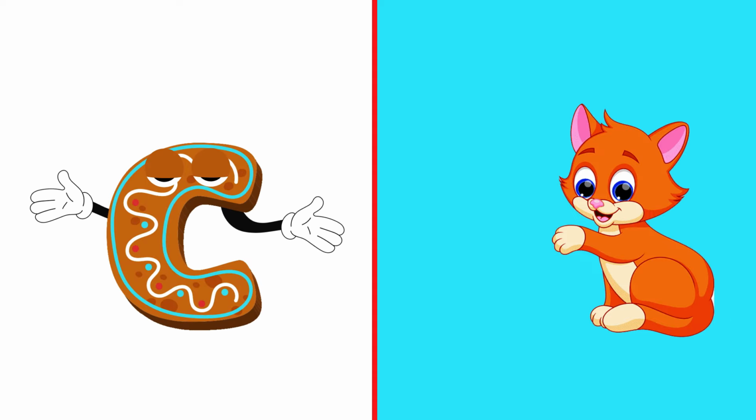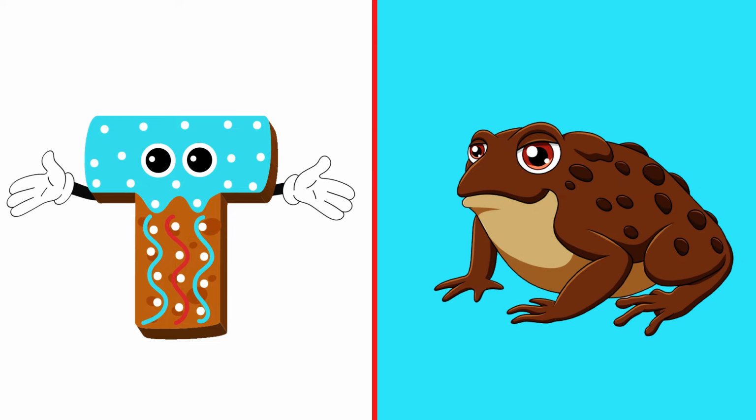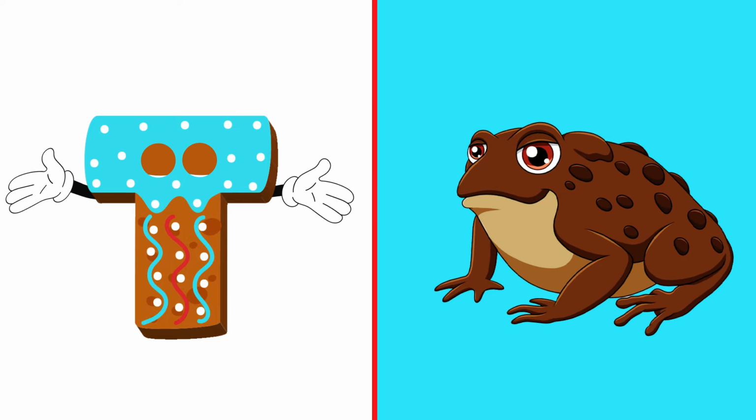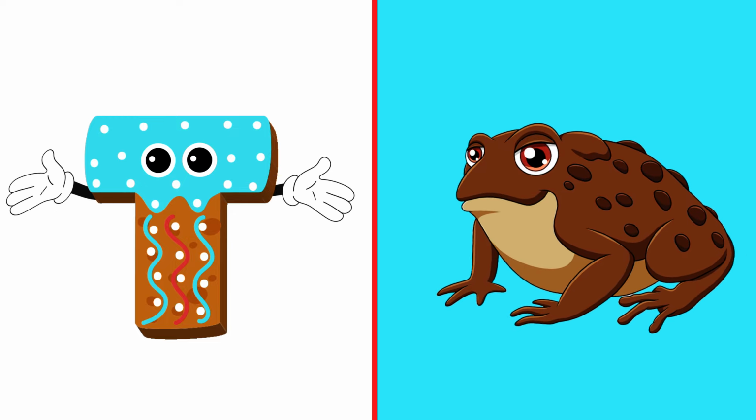Q is for queen, q, queen. R is for rabbit, r, rabbit. S is for sun, s, sun. T is for toad, t, toad. U is for umbrella, u, umbrella. V is for violin, v, violin. W is for watch, w, watch.